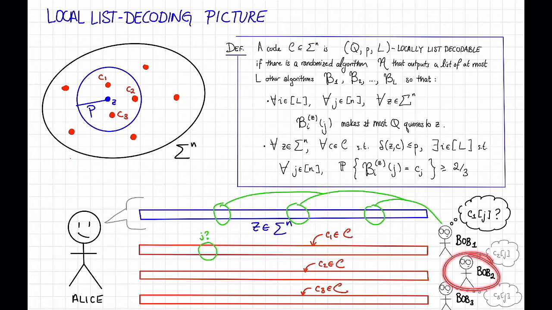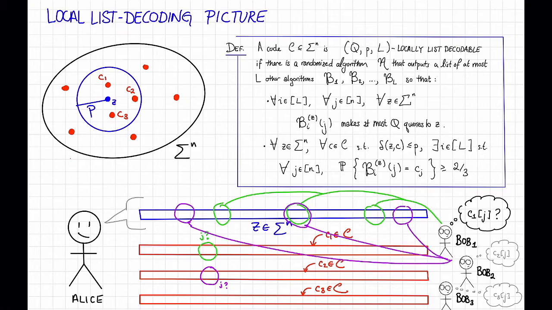Similarly, Bob sub 2 is responsible for the second code word. On input j, Bob sub 2 is going to want to recover the jth symbol of the second code word. Similarly, Bob sub 2 will make some randomized queries to z, maybe not the same as the queries that Bob sub 1 would have made, and is supposed to return this symbol with high probability. And similarly for Bob sub 3.